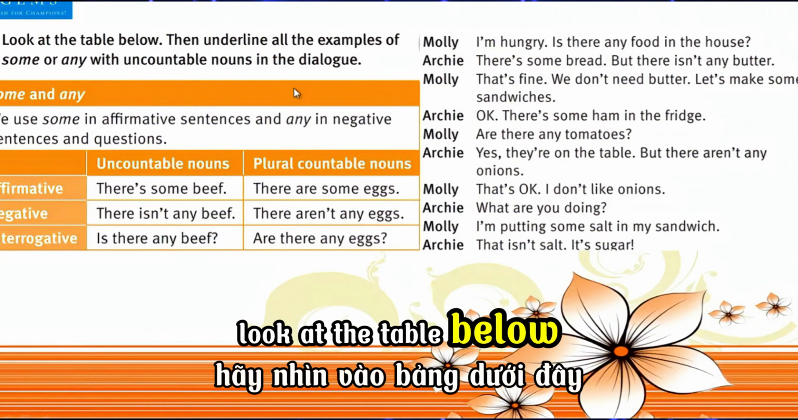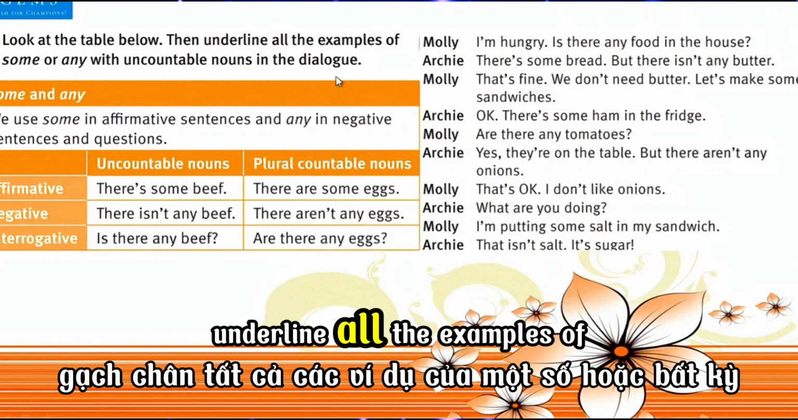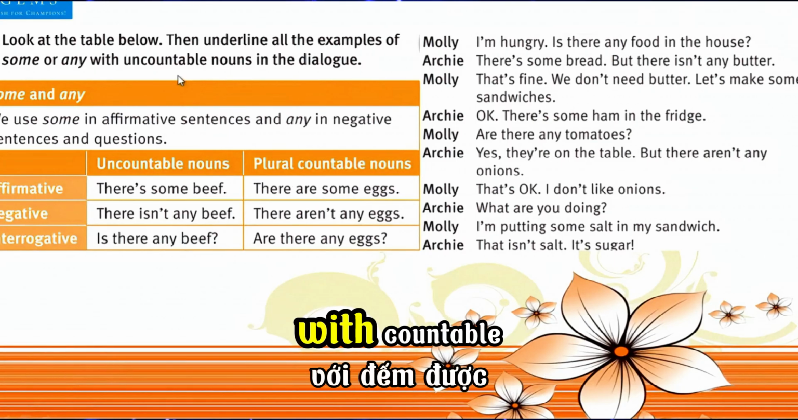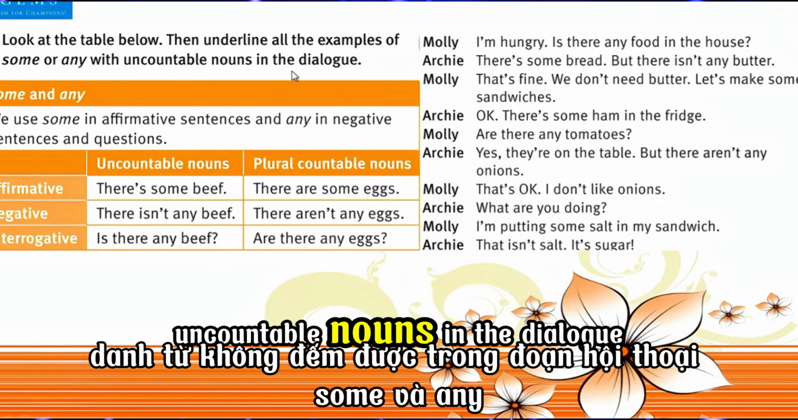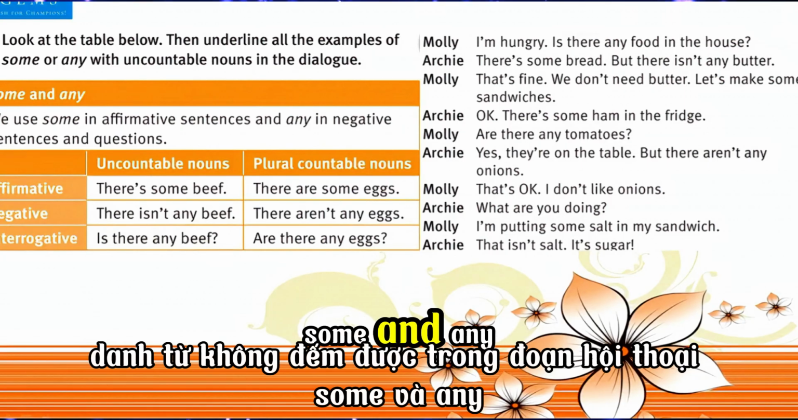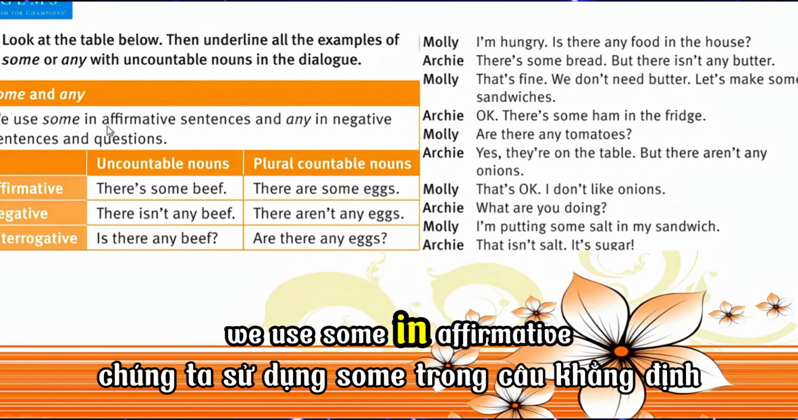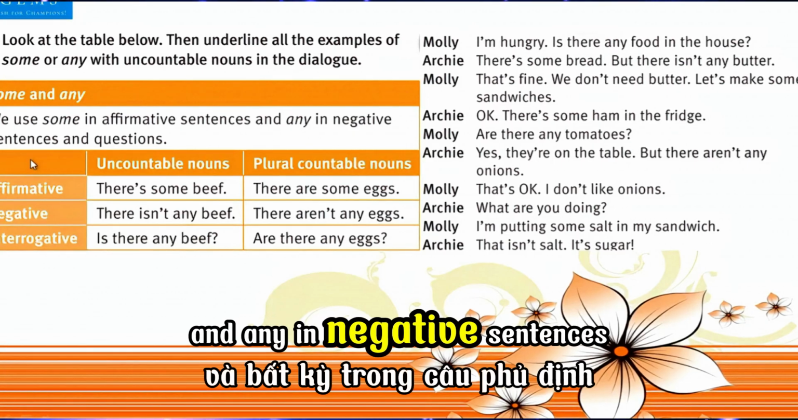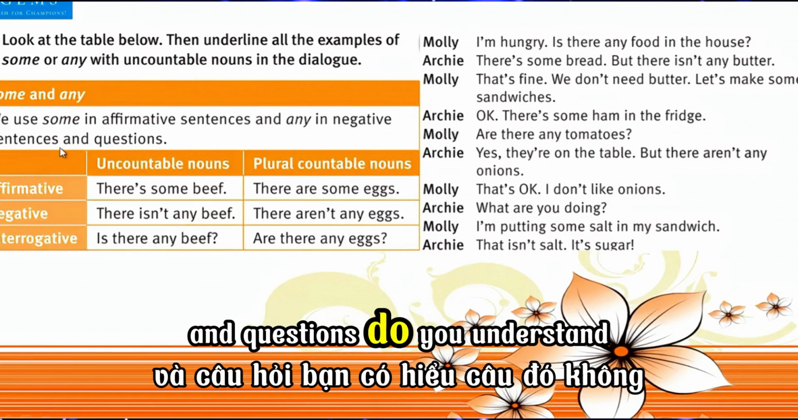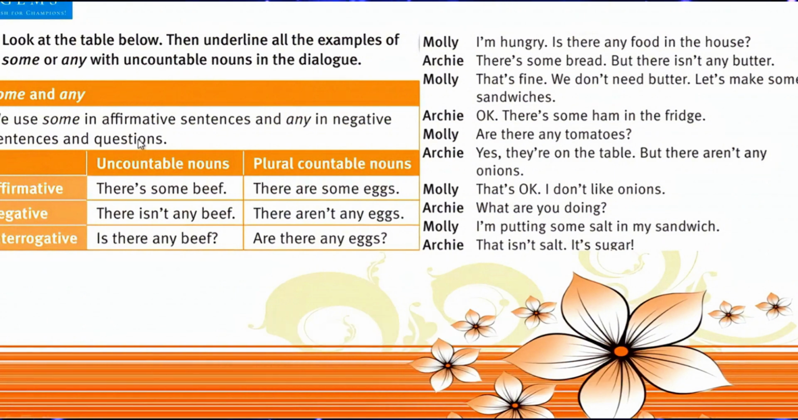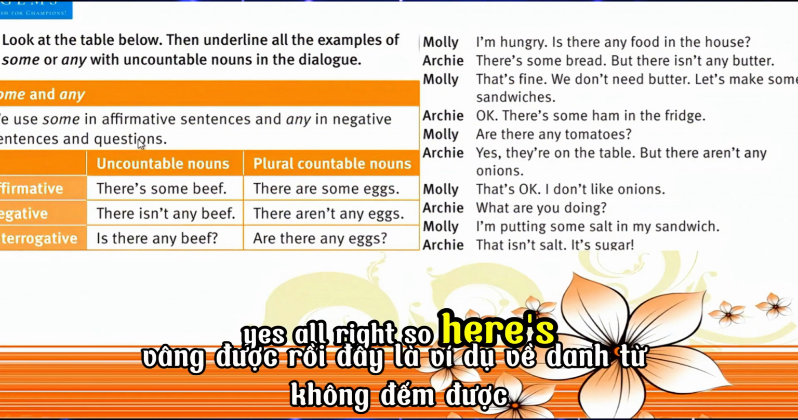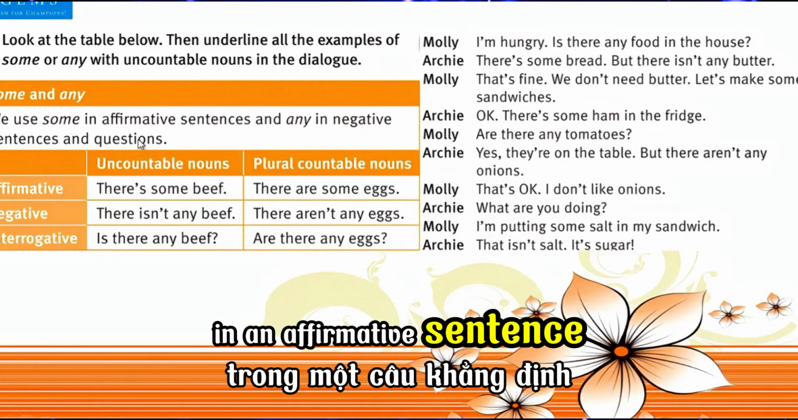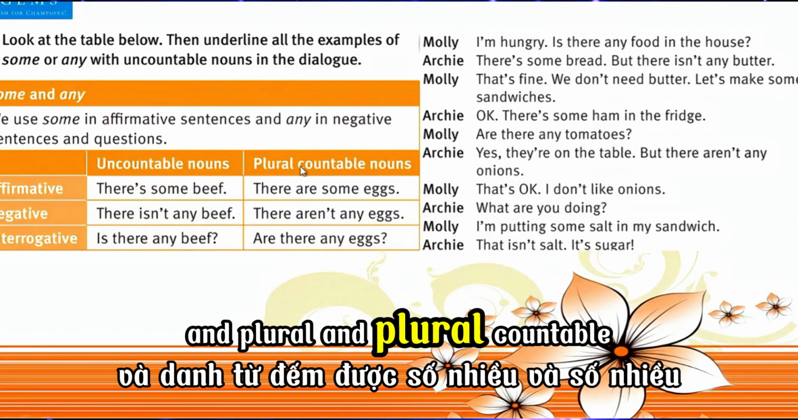Look at the table below, then underline all the examples of some or any with uncountable nouns in the dialogue. Some and any. We use some in affirmative sentences and any in negative sentences and questions. Do you understand that sentence? Yes. Alright, so use examples of uncountable nouns in an affirmative sentence and plural countable nouns.